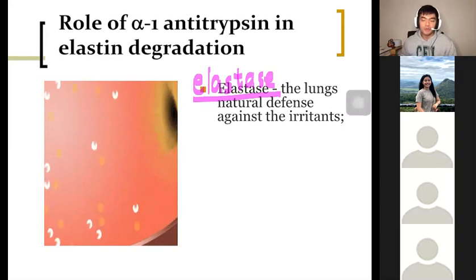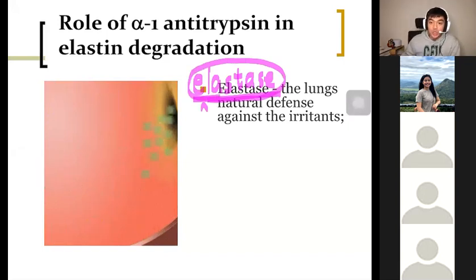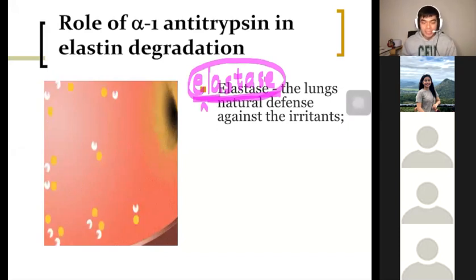However, we have to realize that we need to regulate elastase's action because normally, if elastase is not stopped, after removing the pollutants, it can destroy the lungs. So in short, it can destroy the elastin present in the lungs. Kaya nga siya elastase. It destroys. It metabolizes elastin. So now, if elastase is beneficial at first and harmful in the end, the goal is to regulate it.